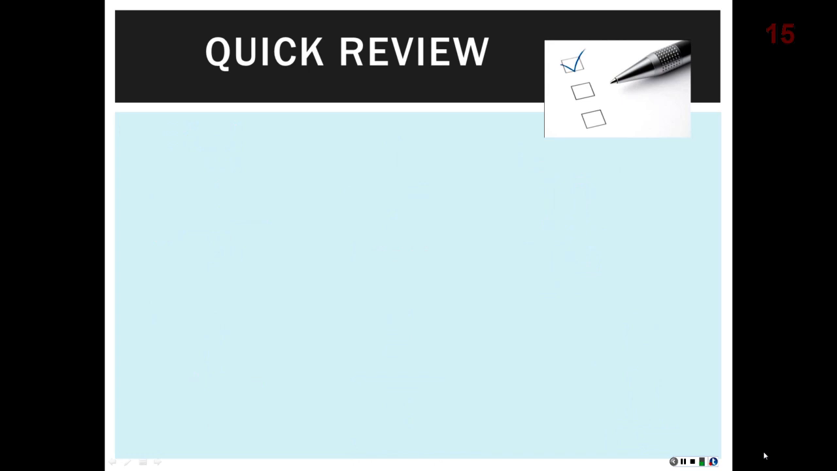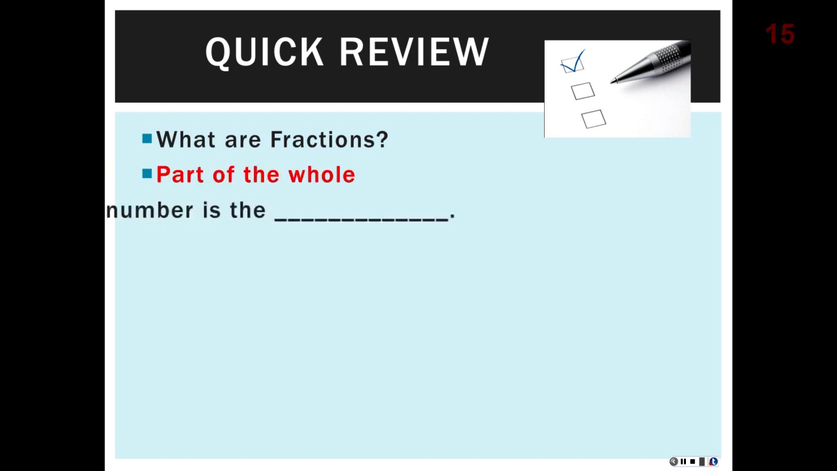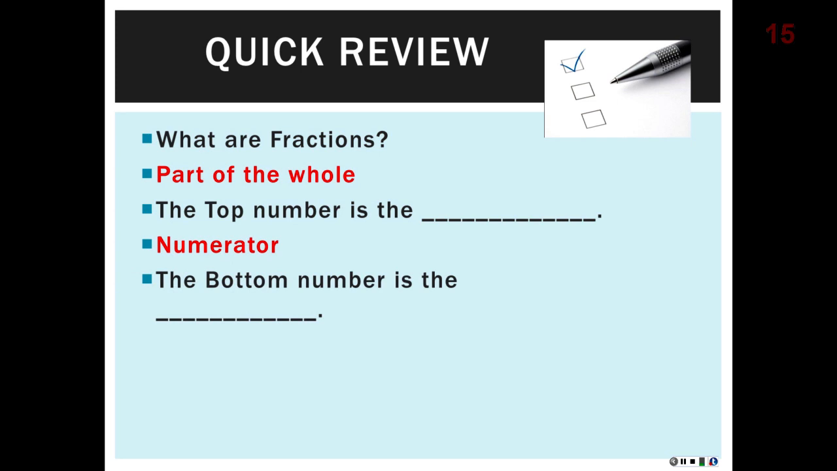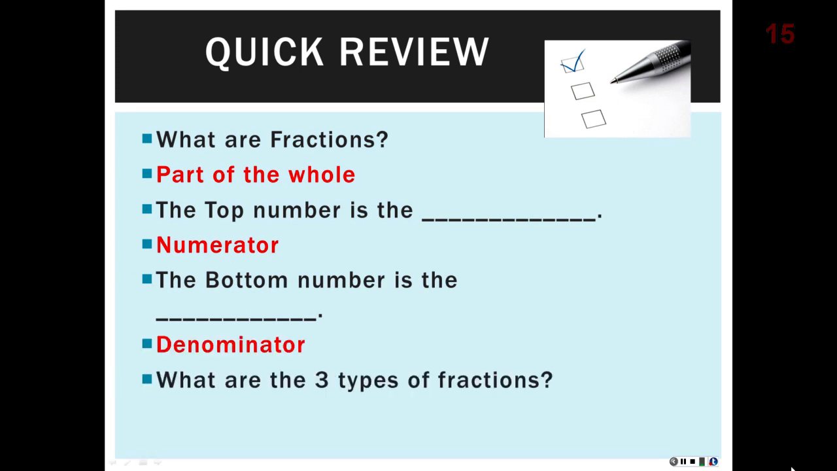So let's do a quick review of what we've learned so far. What are fractions? Part of a whole. The top number is called the numerator. The bottom number is called the denominator. What are the three types of fractions? Proper, improper, and mixed.